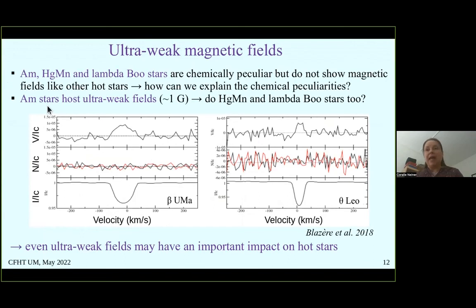For the Am stars, a few years ago, we picked the easiest targets, very bright, slowly rotating, and we obtained a lot of spectropolarimetric observations of 4 Am stars to get very, very precise spectropolarimetric observations, below 1 Gauss precision. And we found that all of them are in fact magnetic with ultra-weak fields below 1 Gauss. And you see 2 examples of detections here. And we now think that maybe it's the same for mercury-manganese and lambda Boo stars. Maybe they host ultra-weak fields. And that would mean that even an ultra-weak field has a very strong impact on hot stars.